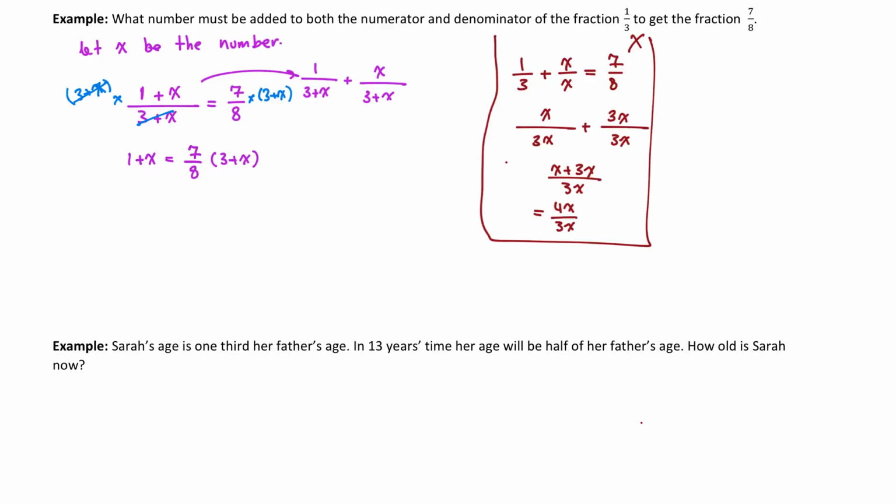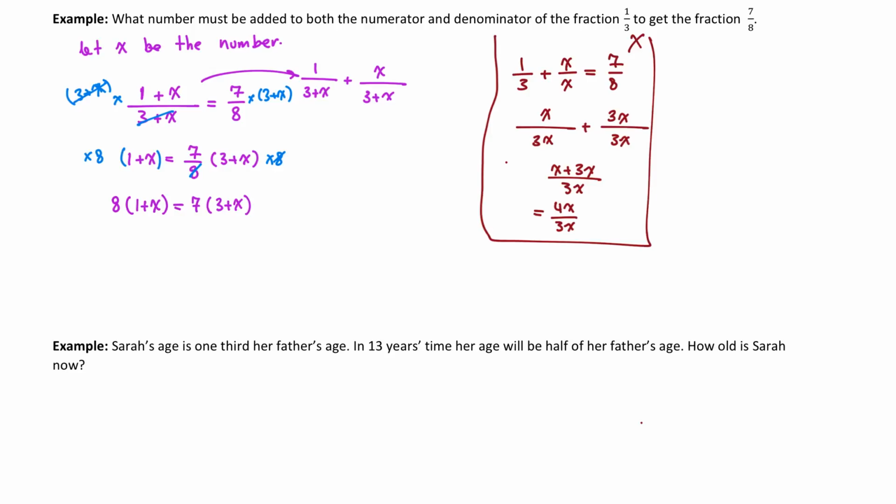I will then want to get rid of the denominator on the right side, which is 8, so I will multiply this side by 8 and this side by 8, meaning that I will get rid of these. And when I multiply, I do have to be careful and put this in brackets, because when I'm multiplying by 8, I have to distribute it to both the 1 and the x here. So I have to distribute it to the binomial. So I will get 8 times 1 plus x is equal to 7 times 3 plus x.